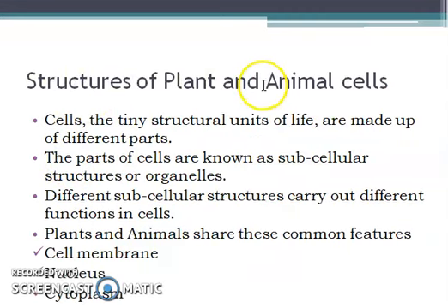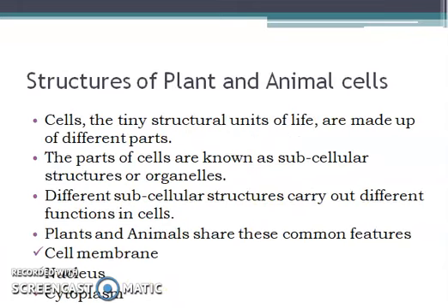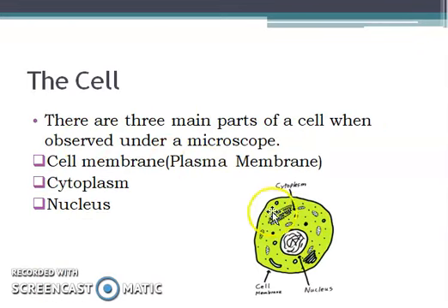So the structures of plant and animal cells. Cells, as I said before, are the tiny structural units of life. Now, they are made up of different parts, the subcellular structures called organelles, and these organelles are in the cytoplasm. The different subcellular structures carry out different functions in the cell.